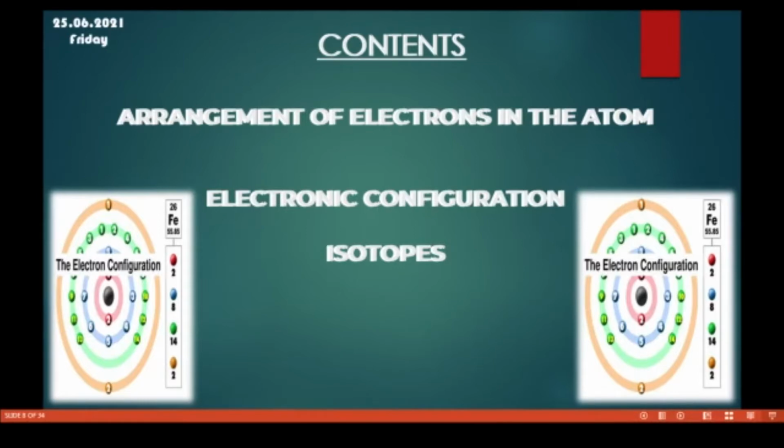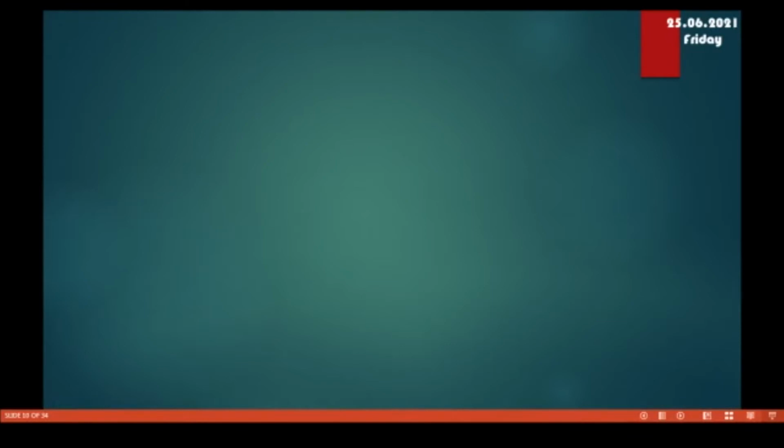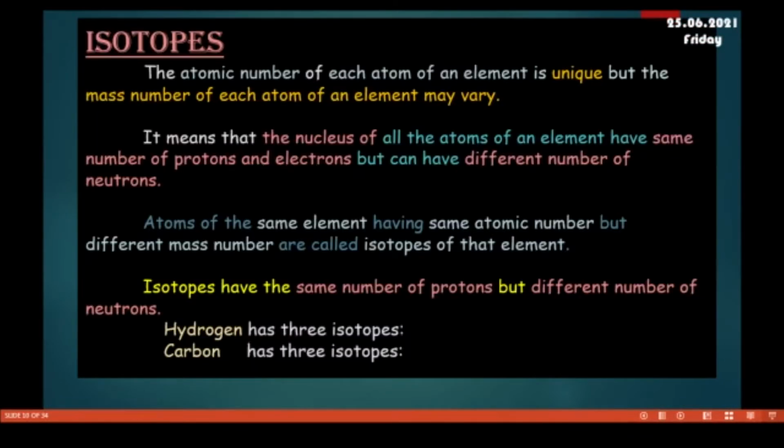In this class we are going to talk about isotopes, electronic configuration and the arrangement of electrons in the atom. Now the explanation: what is meant by isotopes? The atomic number of each atom of an element is unique, but the mass number of each atom of an element may vary. It means that the nuclei of all the atoms of an element have the same number of protons and electrons, but can have different numbers of neutrons.